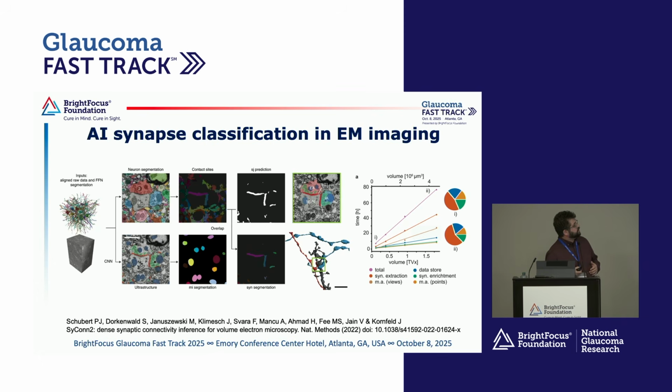So for example, this is the workflow for using AI doing EM imaging. This is done with the Synaptic Connectivity 2 program. You see here you have an initial neuronal segmentation of the EM data set, and after you have that, you have identification of potential synaptic contact points and final segmentation of the whole image.